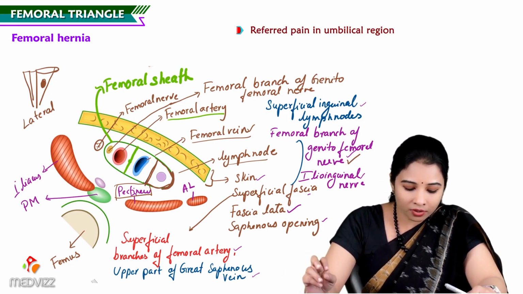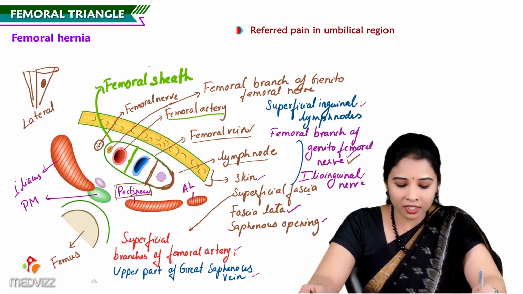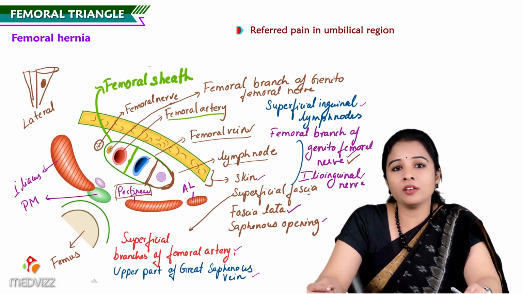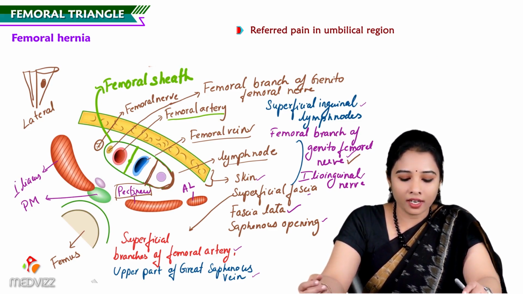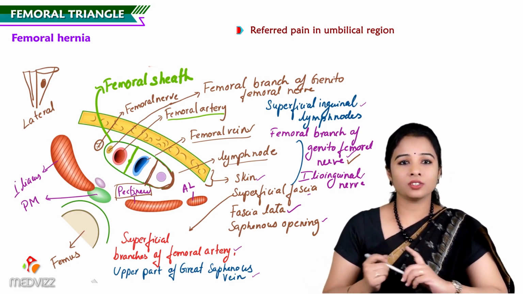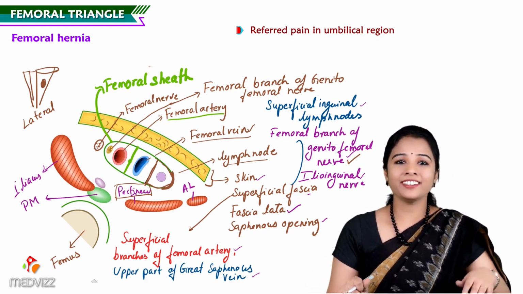So this is all about the femoral sheath, femoral hernia and clinical aspects, and we completed the femoral triangle with its boundaries, contents and some important applied aspects. So that's all about the femoral triangle. Thank you.